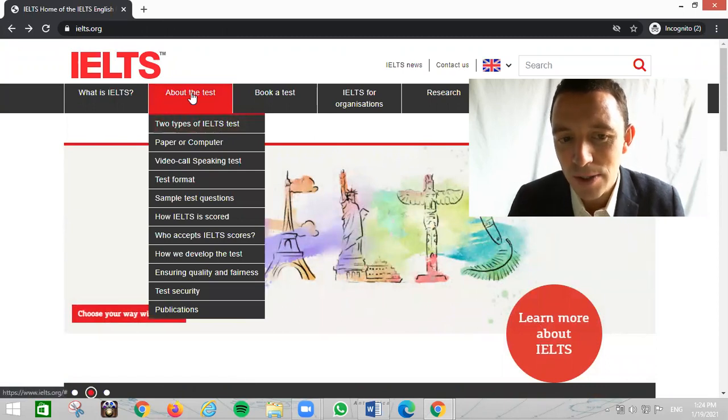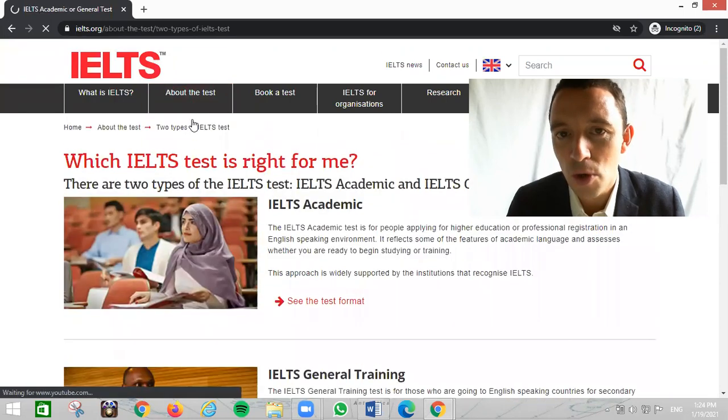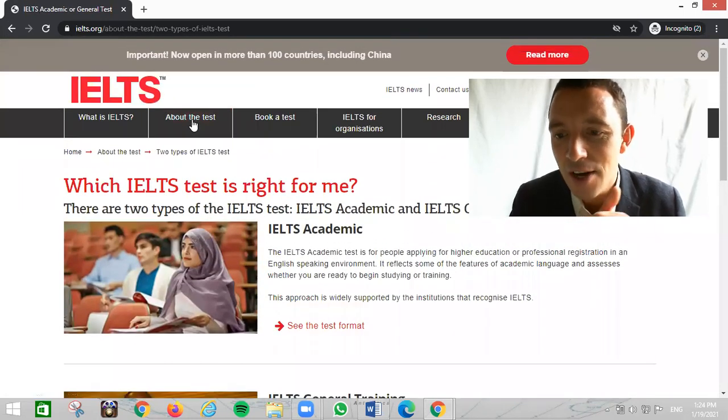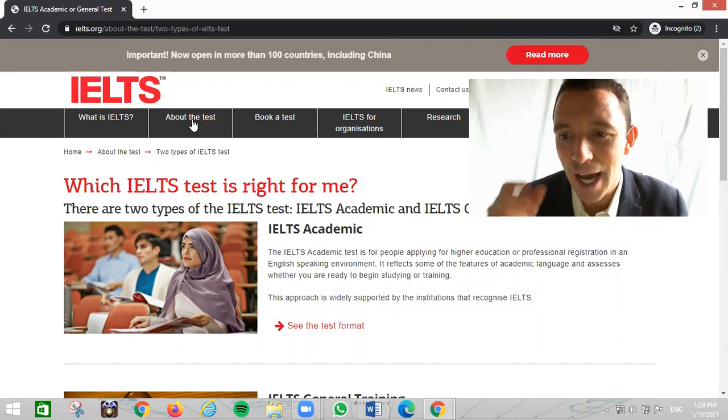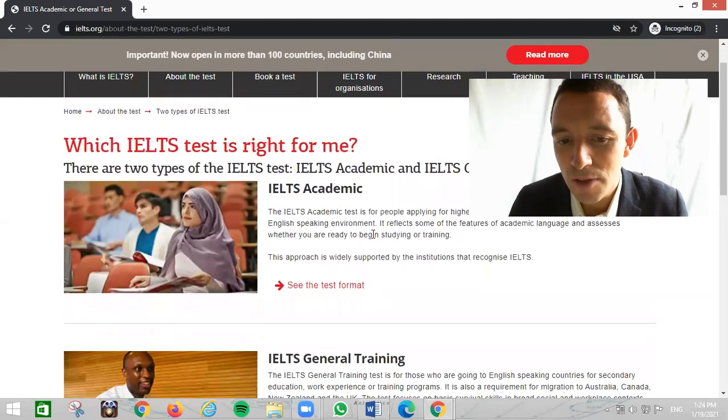So we select About the Test and there are two types of tests, okay? So in the IELTS exam, there's the General IELTS test and there's the Academic test, okay? So the Academic IELTS test is more for university applications and the General IELTS test is more for maybe traveling and moving to a different country. So for immigration or citizenship requirements, okay?